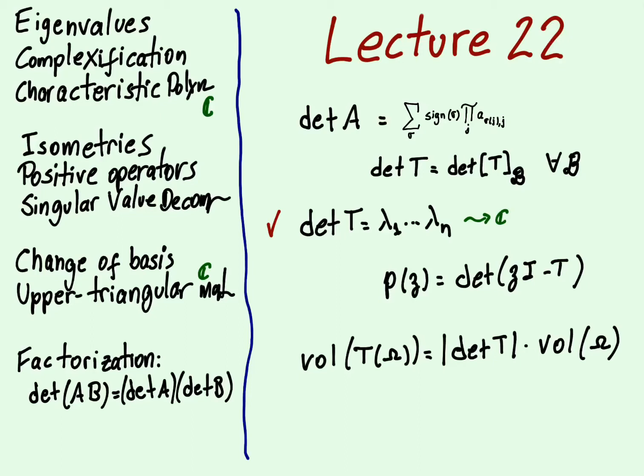Well, first, if the space is real, we complexify the operator. Now it has n eigenvalues. Maybe with multiplicity, we multiply those eigenvalues, and that's it. That's what the determinant of an operator is.